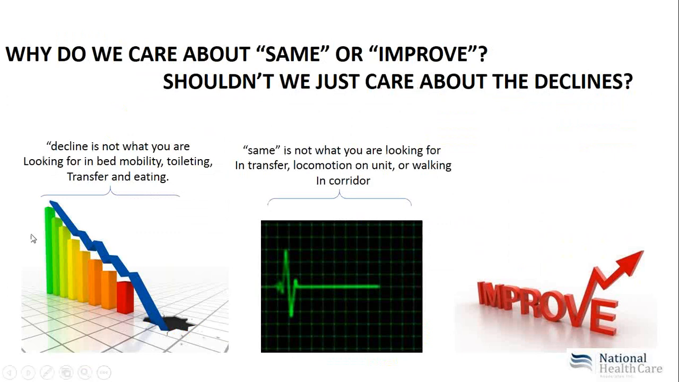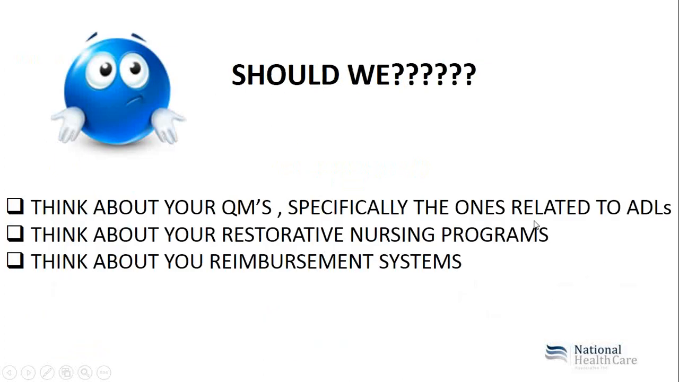Well, decline is not what you're looking for in bed mobility, toileting, transfer, and eating, for sure. And you don't want same when you're in transfer, locomotion on unit, or walking in corridor. You actually want improvements in those because those all have impacts on your ADL scores, your quality measure scores. So should we only be concerned about declines? Think about those quality measures, specifically the ones that are related to ADLs.